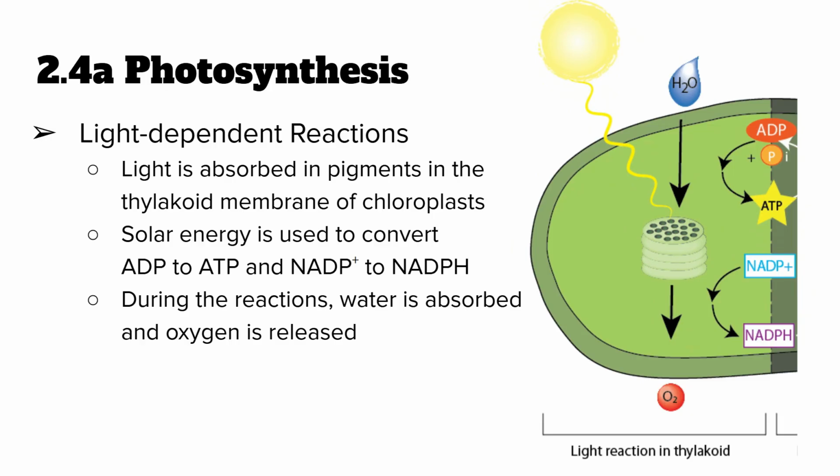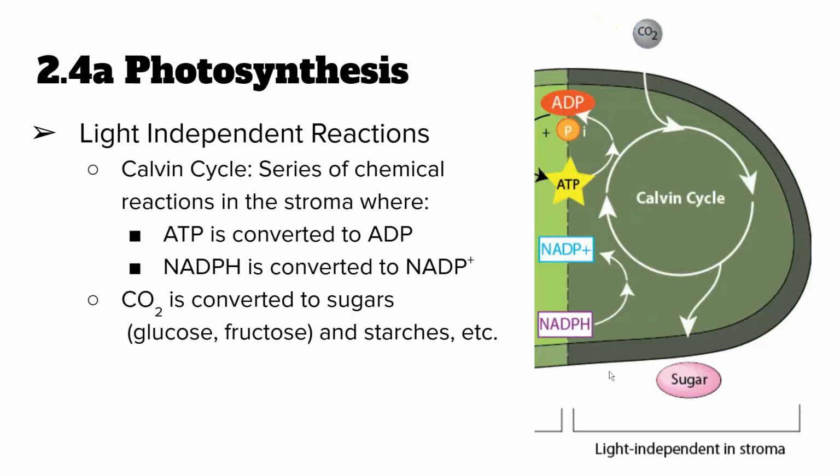But they're also going to convert NADP plus to NADPH as they strip the hydrogen out of the water. That leaves oxygen to be released. And this all happens in that thylakoid membrane. In the stroma of the chloroplast, we have something called the light independent reaction or the Calvin cycle.